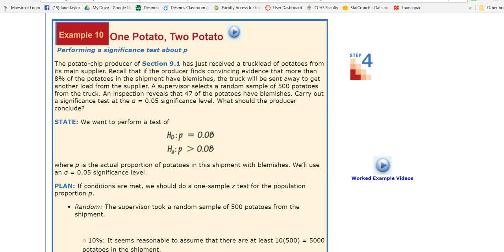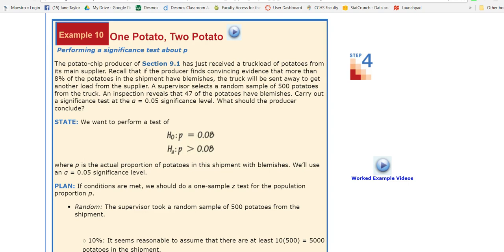In this video, we're going to learn how to do a test of significance for one proportion on the Nspire. So I've taken this problem from page 559 or 9.2.2 in the ebook about potatoes. The potato chip manufacturer has just received a truckload of potatoes from its main supplier. Recall that if the producer finds convincing evidence that more than 8% of the potatoes in the shipment have blemishes, the truck will be sent away to get another load from the supplier.